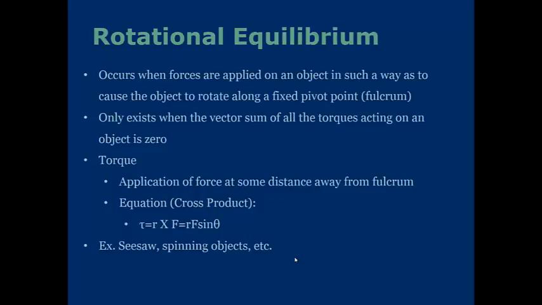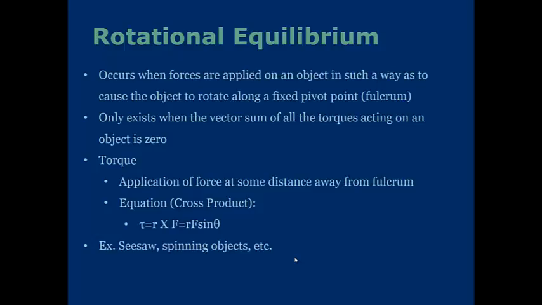The last type of equilibrium we'll talk about is rotational equilibrium. This occurs when forces are applied on an object in a way that the object rotates along a fixed pivot point, or a fulcrum. Torque is the equation of interest here, and it's the application of force at some distance away from the fulcrum. This is calculated via cross product, which you should remember from the previous lecture.